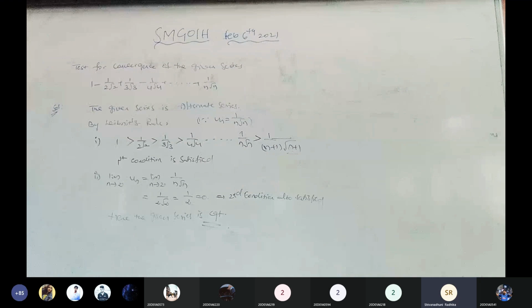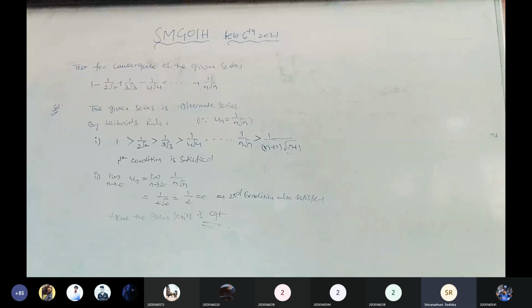Two conditions are satisfied of the given alternate series. That is what? Convergent series. The given is the convergent series. Okay. Next. What is the first condition? Each and every term of the preceding is the bigger value compared with the succeeding term. Okay, that is the first condition. What is the second condition?